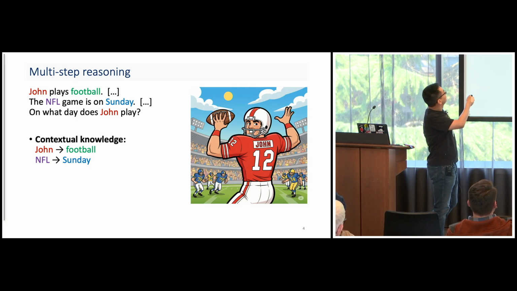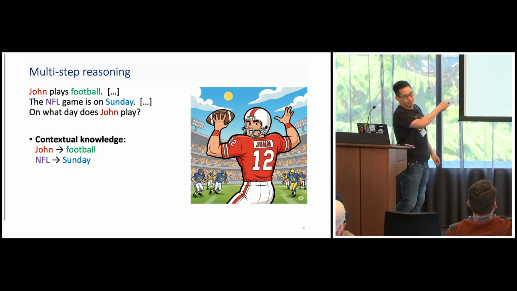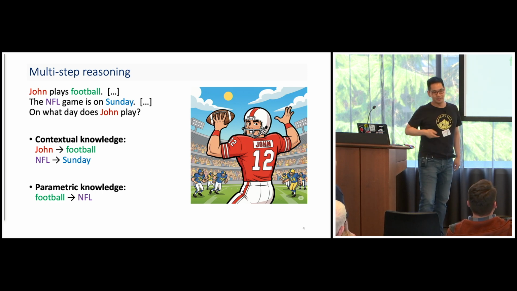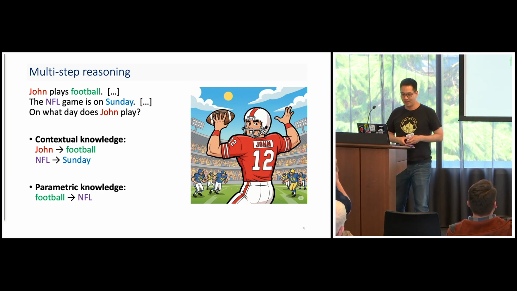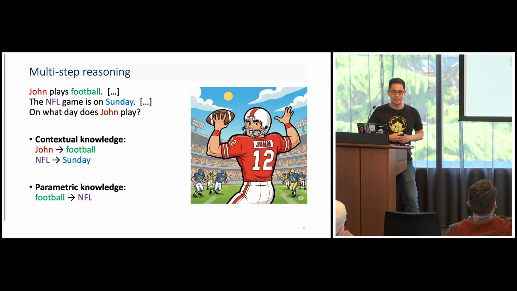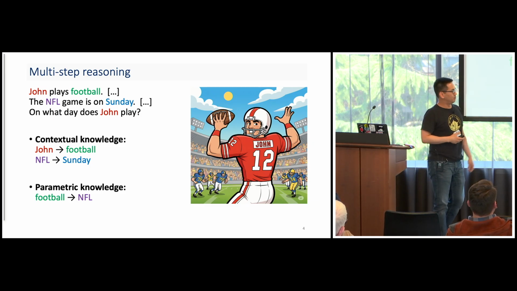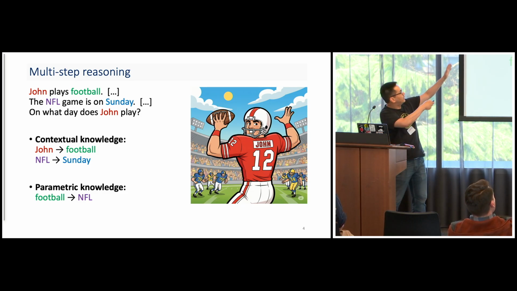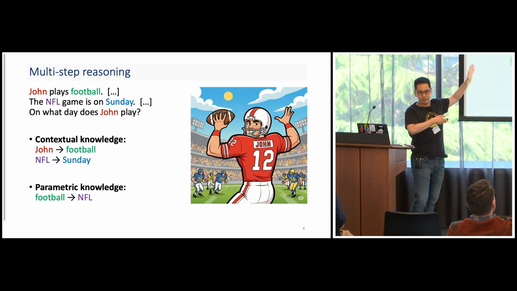Here's that John is somehow associated with football. Here's that John plays football. NFL games happen on Sunday. Not generally true, but sort of true. But then there's some information that you need that's not in the prompt, which is what we call parametric knowledge. Like the league that plays football is the NFL. So somehow, a large machine learning model, in order to solve these problems, would have to be able to combine contextual knowledge together with this parametric knowledge that you don't see in the input, but maybe you learn during pre-training.